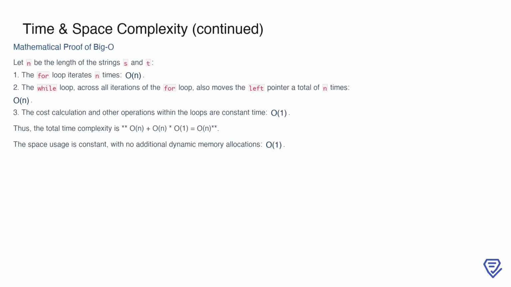To mathematically prove the algorithm's time complexity, consider the following points. The for loop iterates n times, contributing O(n). The while loop, which adjusts the left pointer, also moves the pointer a total of n times across all iterations of the for loop.